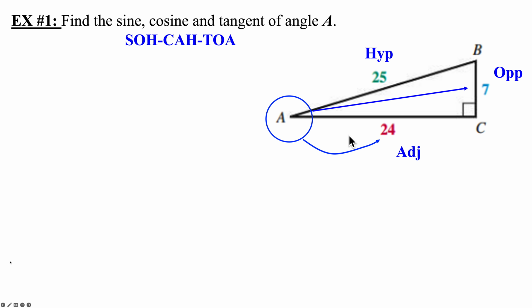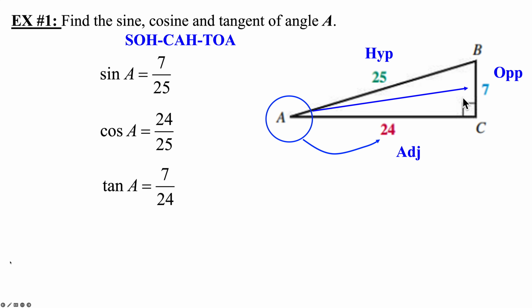Once you have this labeled, now we can find our sine. Opposite, 7, over hypotenuse, 25. That is the sine of angle A. Cosine of angle A would be adjacent, 24, over hypotenuse, 25. And our tangent, TOA, opposite over adjacent: the tangent of angle A will be 7 over 24.